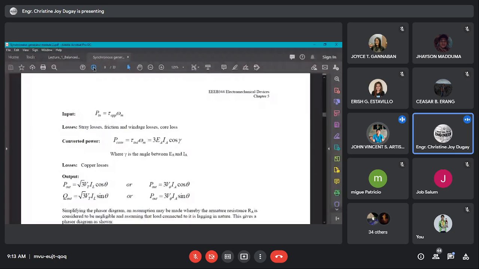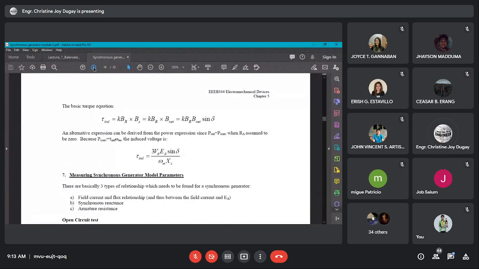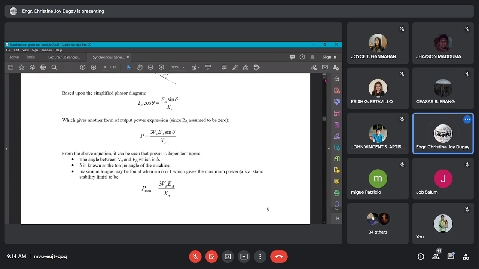Naintindihan? Yes, ma'am. Okay? So if that is the case, P converted is equal to T induced times omega. So T induced is equal to 3 V phase E_A sine of sigma over omega times X_S. Galing din lang po siya dito sa taas, P output. Yan po yung P output po natin.